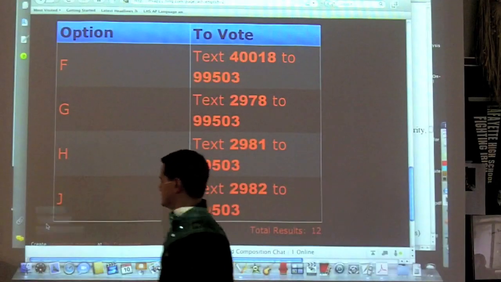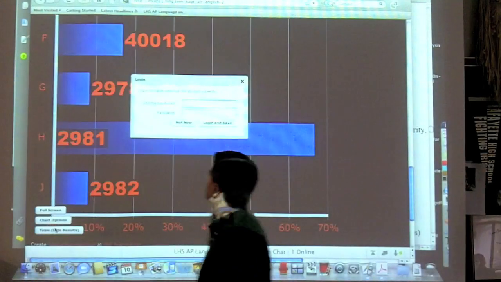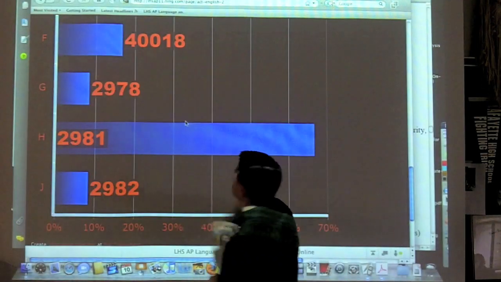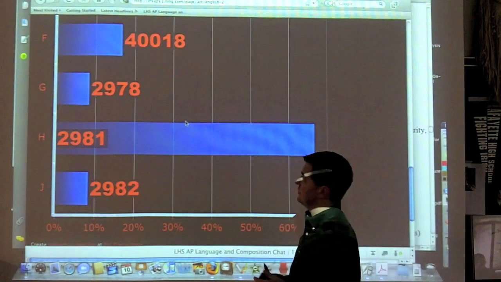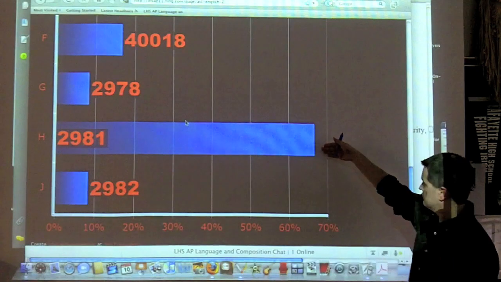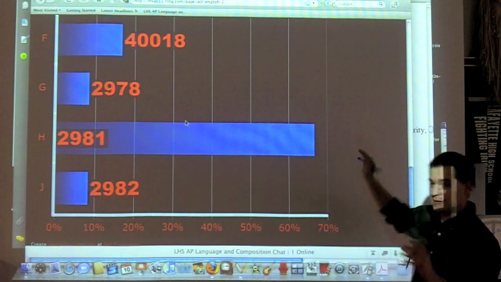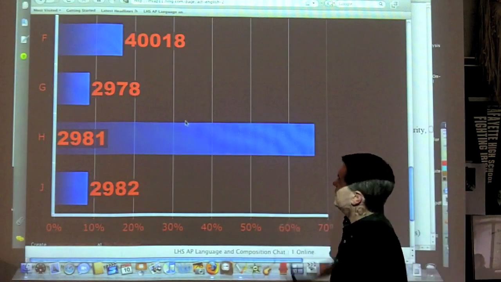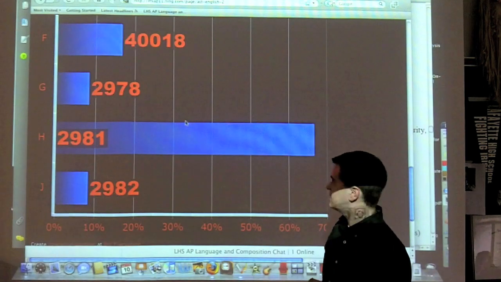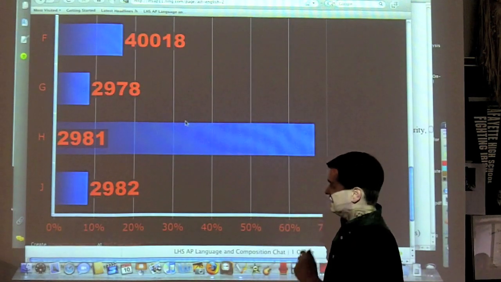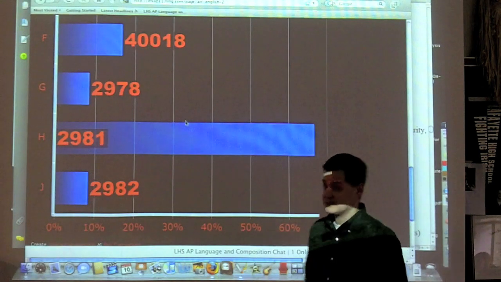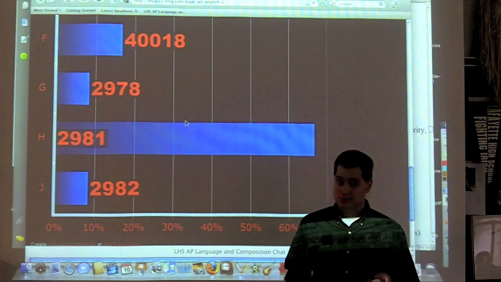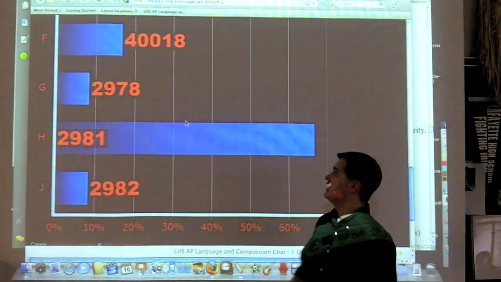Let's take a look at the results here. Well, this time we had answers for every single option. H dominated. Almost 70% of us said that it was H, but again, the majority is not always right. We have a good chunk for F, almost 20% of the class. We have a few for G, a few for J. I'm surprised that we're all over the place here. That means, sadly, if this were the real ACT, a lot of us got this question wrong.